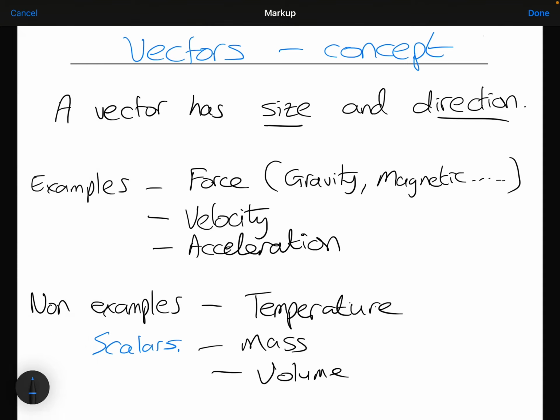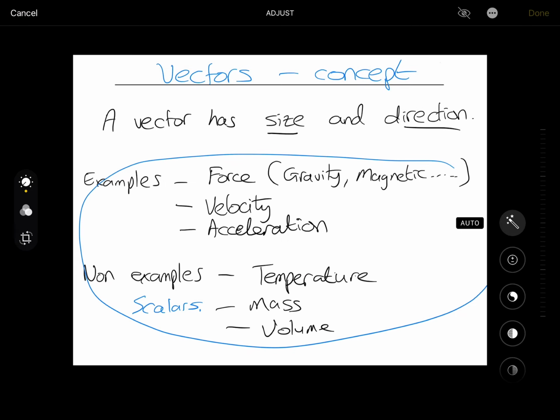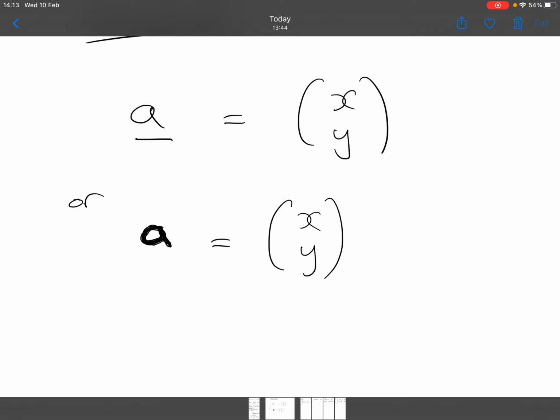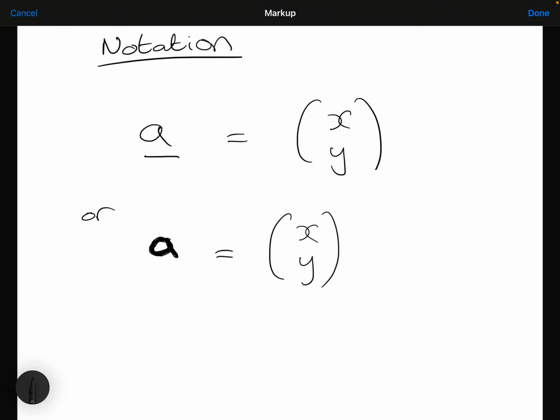So that's the concept of a vector, but the main bit of this video is how can we actually model this mathematically? So we need to look at some notation. Then we can actually do some maths and start to investigate these things in nature with maths. So let's look at some notation. The way we represent a vector is with either a letter that's been underlined or in bold.